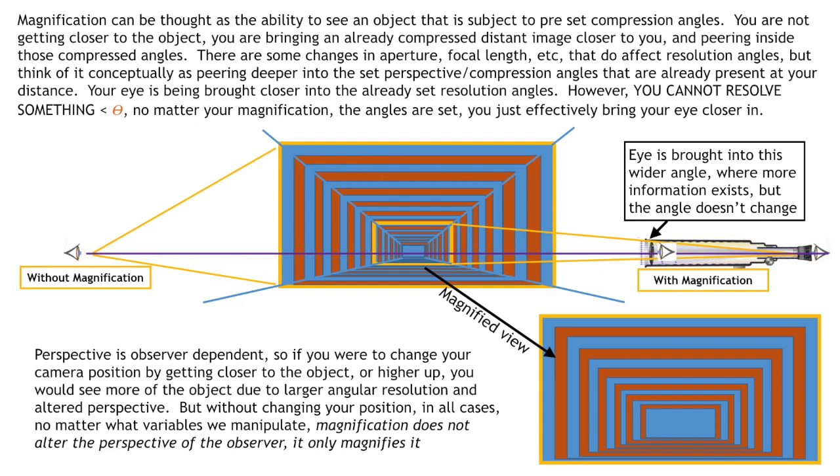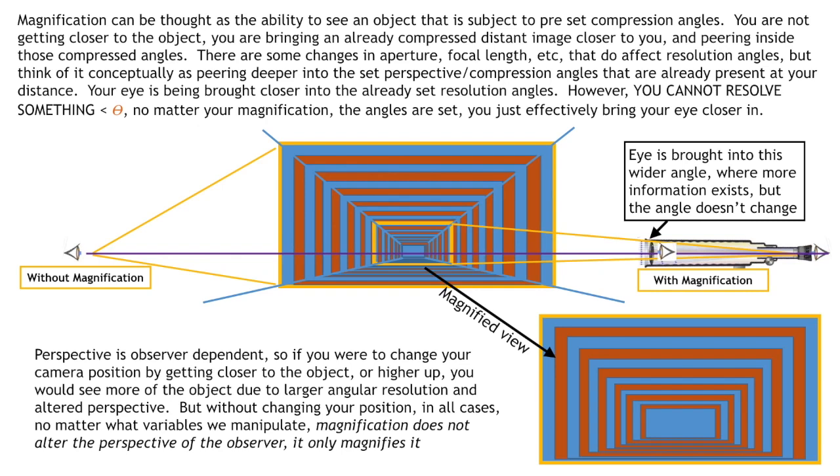However, you cannot resolve something less than theta. No matter your magnification, the angles are set. You just effectively bring your eye closer in. So we have a perspective view without magnification on the left, and we have a view on the right. Note that the object itself did not change. We just kind of brought our eye closer in to those deeper angles, but the height or width of the object or anything like that didn't change. We just brought ourselves somewhat closer in.